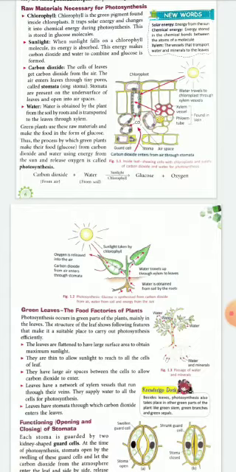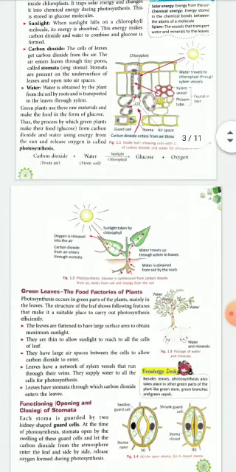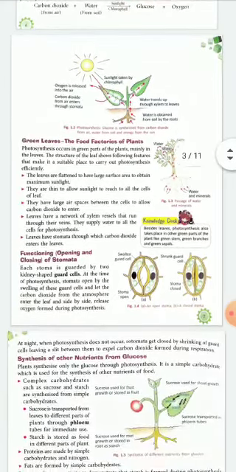In the steps of photosynthesis, we can see figure 1.2: absorption of energy from sunlight, conversion of light energy into chemical energy. Now water splits into oxygen and hydrogen, that is called hydrolysis, and carbon dioxide is reduced to form glucose by utilization of chemical energy. Now we say that green plants are the food factories of plants.